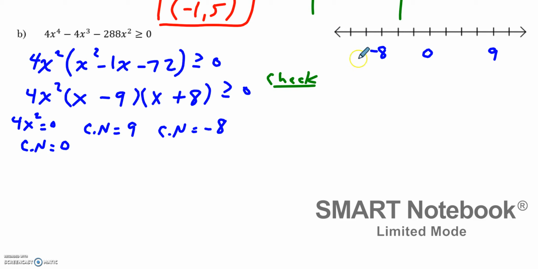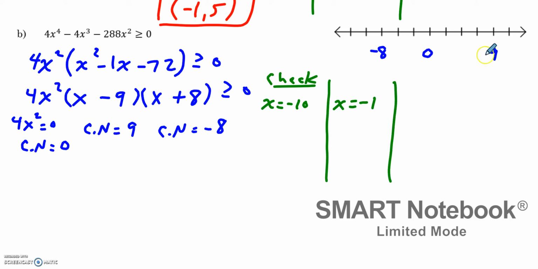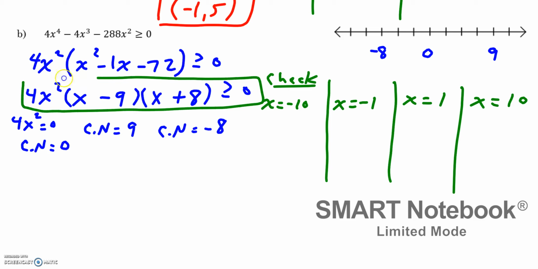For a number that's clearly less than negative 8, just like last time, I will go with negative 10. You can pick whatever you'd like. A number between negative 8 and 0, I will pick negative 1. A number between 0 and 9, I will pick positive 1. And a number bigger than 9, I will stick with 10. My suggestion again would be plugging it into this factored form and thinking about whether your final answer is positive or negative. We want this side to be bigger than or equal to 0, or positive.